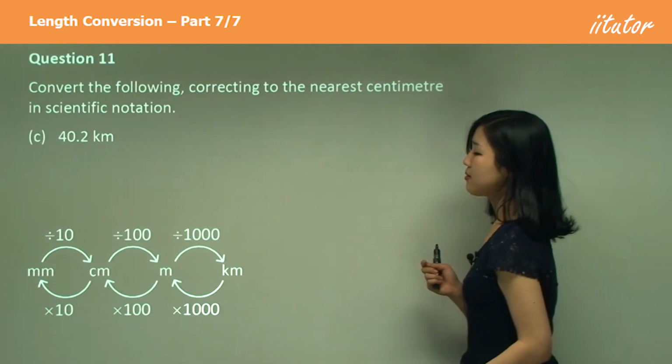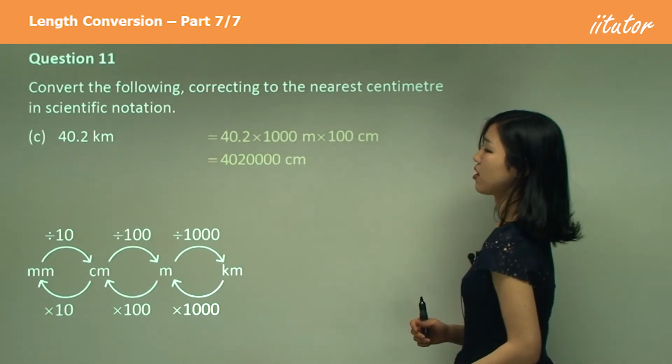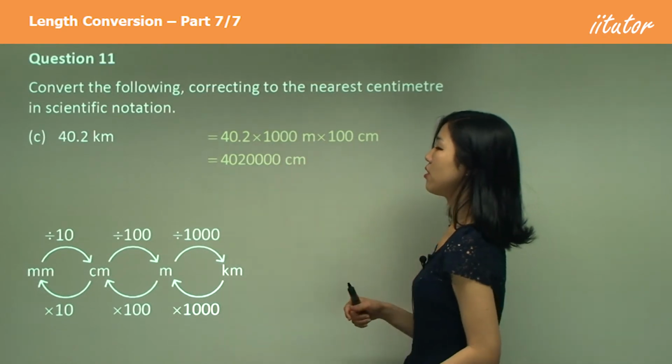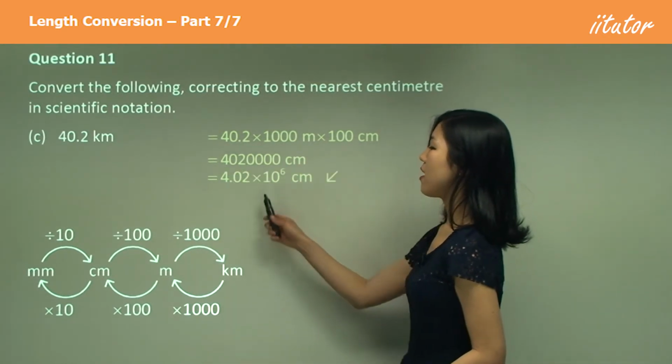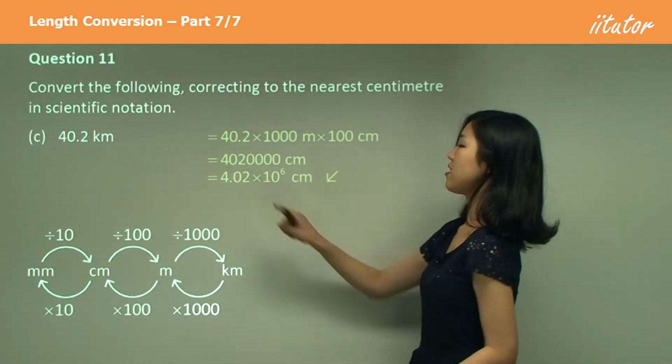And kilometres to centimetres again, times by 1,000, times by 100, which means we're going to get those many zeros after the 2. So put your decimal after the 4, and then you get 1, 2, 3, 4, 5, 6 times to the right, so 10 to the power of 6.